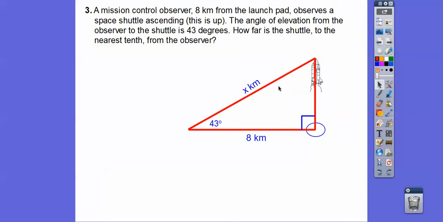Okay, so here it is right there. So here's the observer over here. He's 8 kilometers away from this launch pad right there. There's the rocket ship going up right there. There's the angle of elevation. And how far is this going away right there?